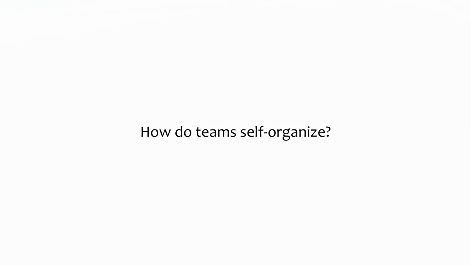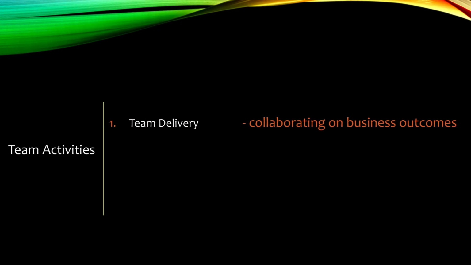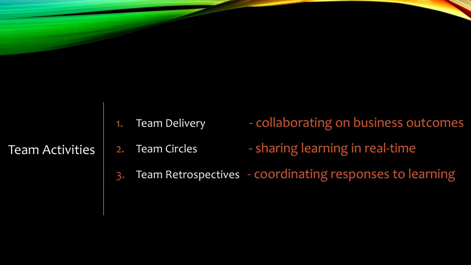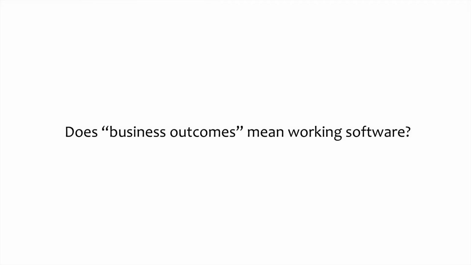At a minimum, self-organising teams must do three things. Team members collaborate as peers on real business outcomes. They share learning in real time with the members of other teams. And team members get together regularly to coordinate their team's response to what they learn. There are lots of frameworks with lots of patterns, and a self-organising team is free to use any or none of them.